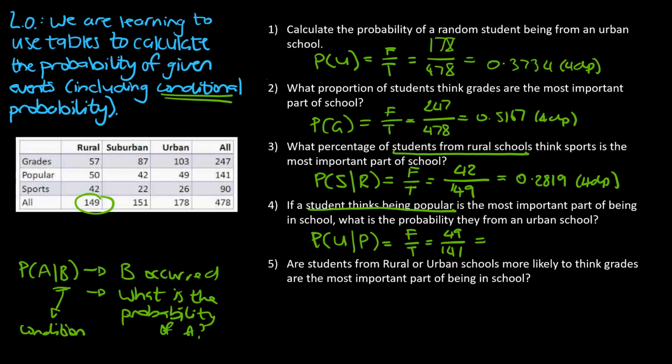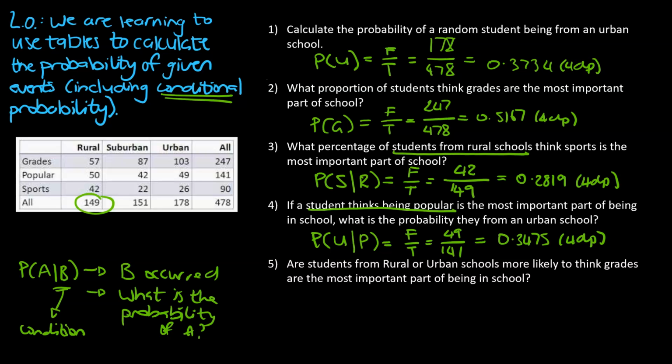So we can do that math. 49 divided by 141. That gets us to 0.3475. And again, I've rounded that to 4 decimal points. So that was the last one. And so hopefully, again, we're seeing that in question 4, we didn't care about all students. We only cared about students who thought being popular at school was the most important part of school.